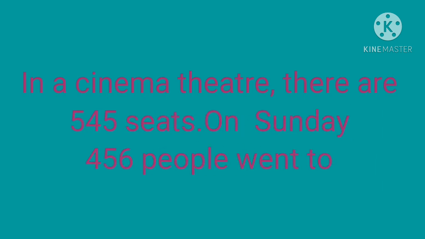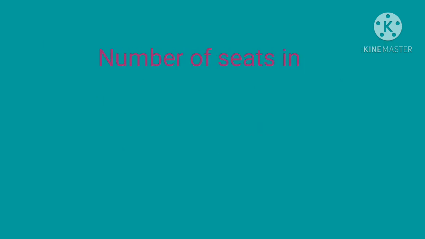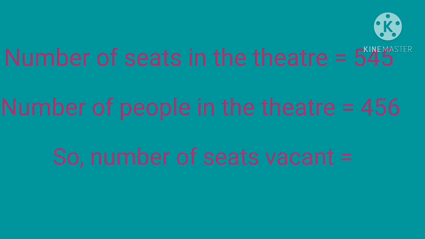Now, let us do a word problem in subtraction of 3-digit numbers. In a cinema theatre, there are 545 seats. On Sunday, 456 people went to see a picture in the theatre. How many seats were vacant? So first, let us write down the steps. The number of seats in the theatre is equal to 545, and the number of people in the theatre to see the picture is equal to 456. So, to find the number of seats vacant, we have to subtract 456 from 545.